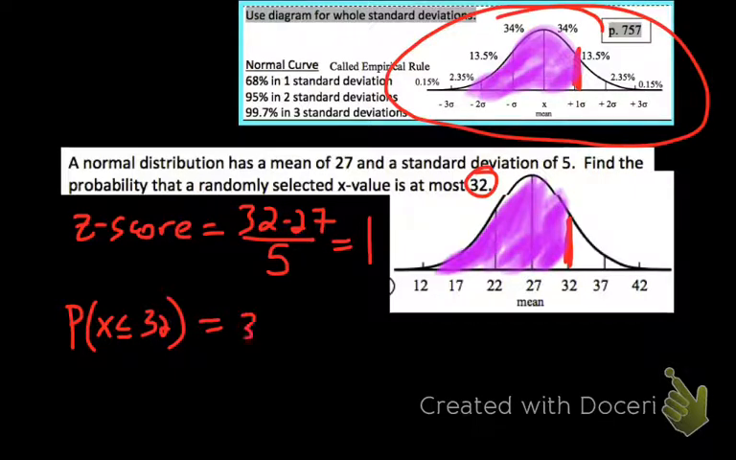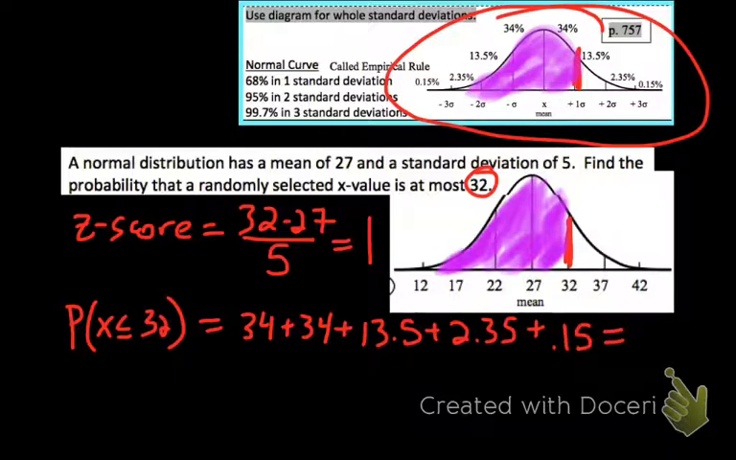So we'll take 34 plus 34 plus 13.5 plus 2.35 plus 0.15. And what do you get? 84. So the probability is 84%. There's an 84% chance that that value is at most 32.